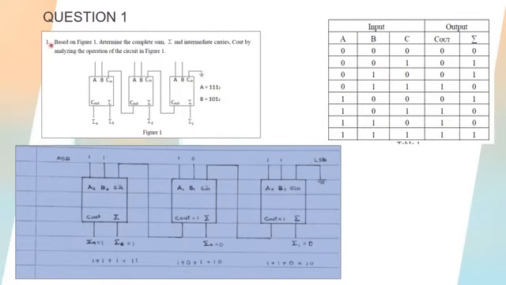This is question 1. Based on figure 1, determine the complete sums and intermediate carry C out by analyzing the operation of the circuit in figure 1. The question gives figure 1 and also the data. You need to input the data into the circuit in figure 1 from the LSB to the MSB.